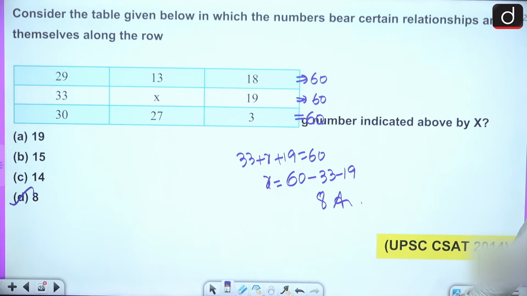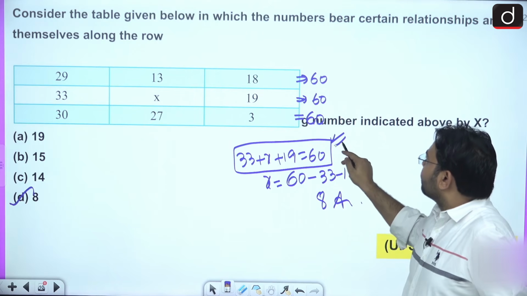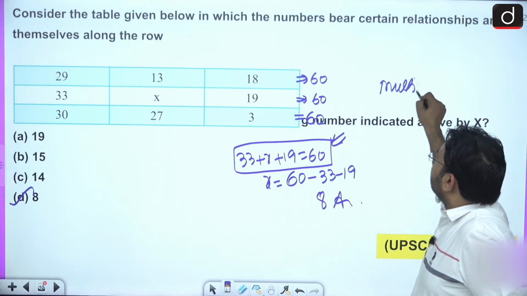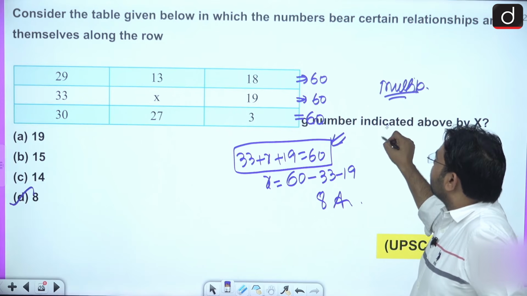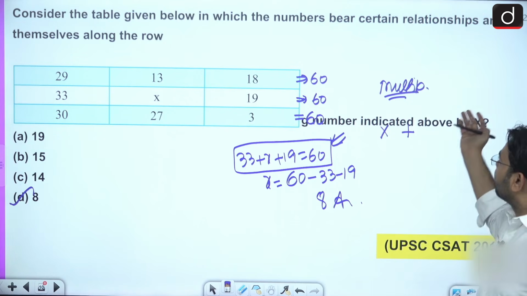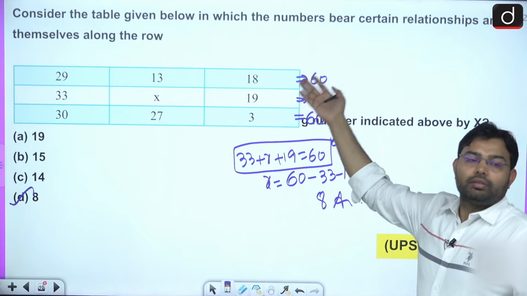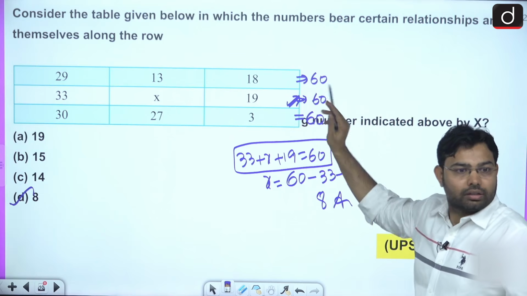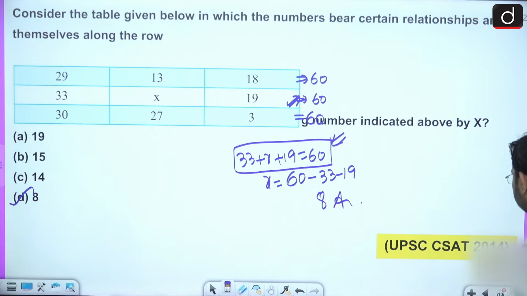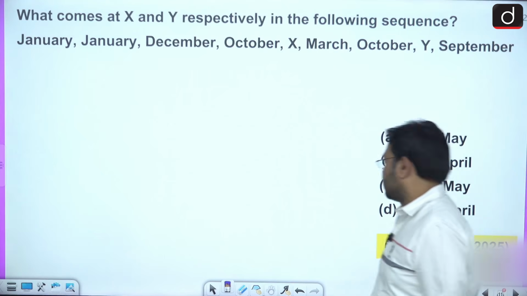Any doubt? Relationship can be with adding, or with multiplying, or first multiply and then the third one we can add. You can find a logic behind this and just need to put it with the number from which we are finding the x. Put this one. Done. Now this is from 2025.